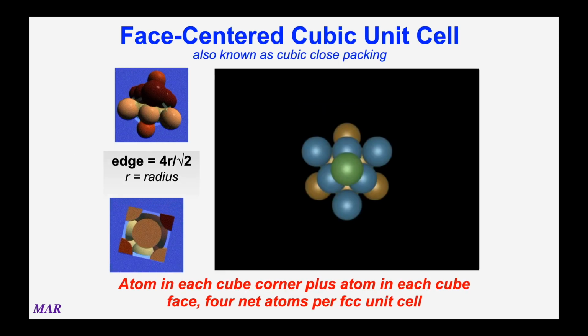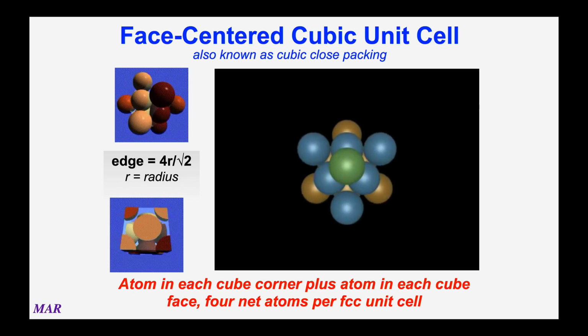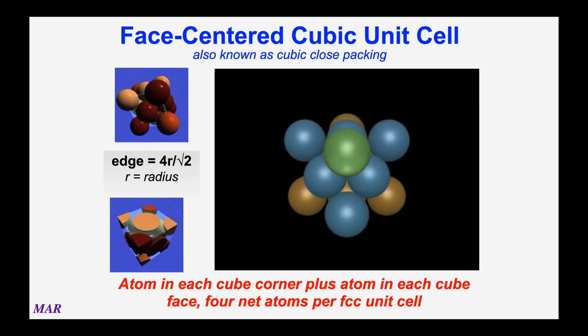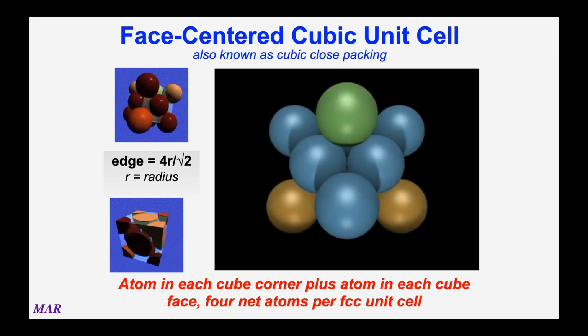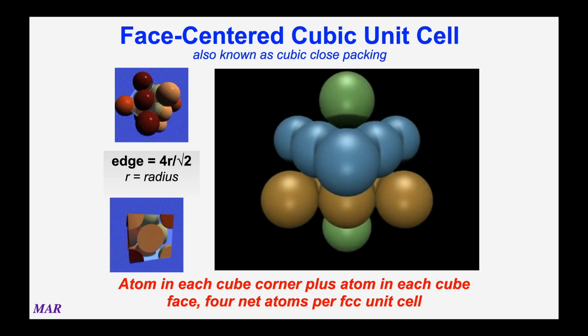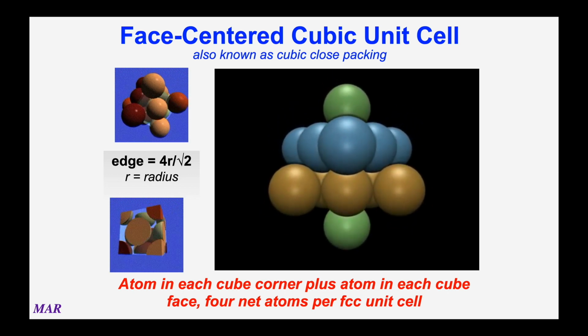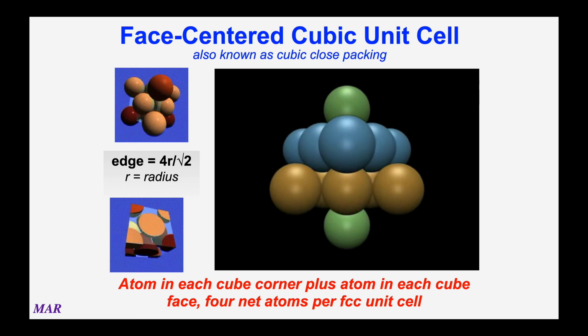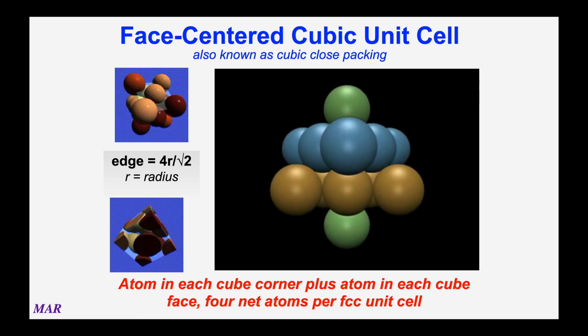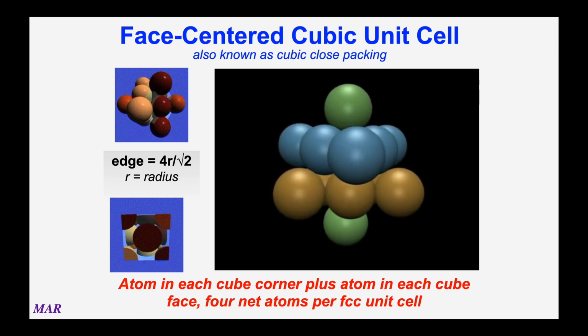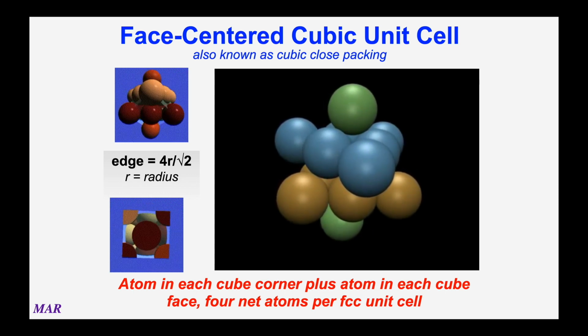The third one is the face-centered cubic cell. These are also known as cubic close packing cells, and the difference between those is subtle and not something we need to go into right now. But anyway, like before, we're going to shave off the parts of the atoms which aren't in the unit cell and just look at the parts that are left over.